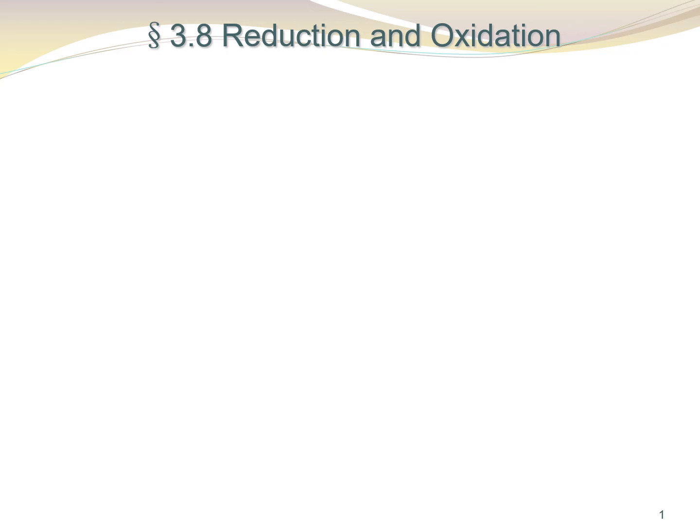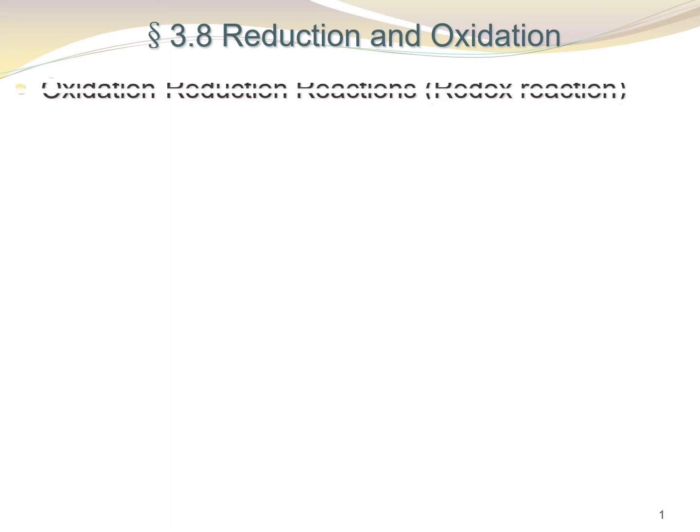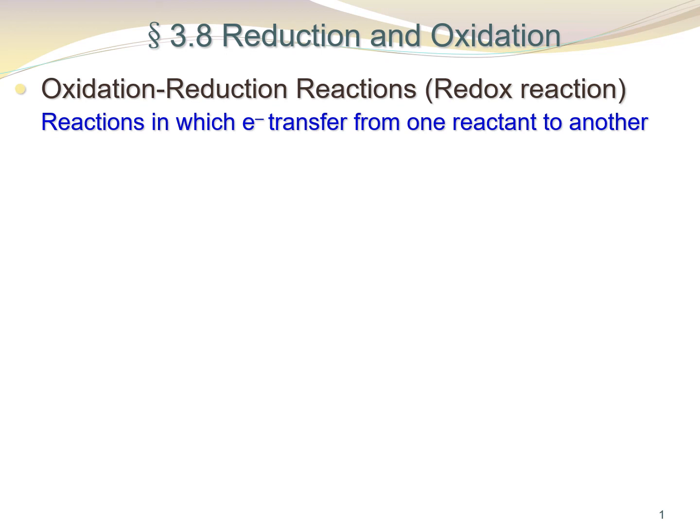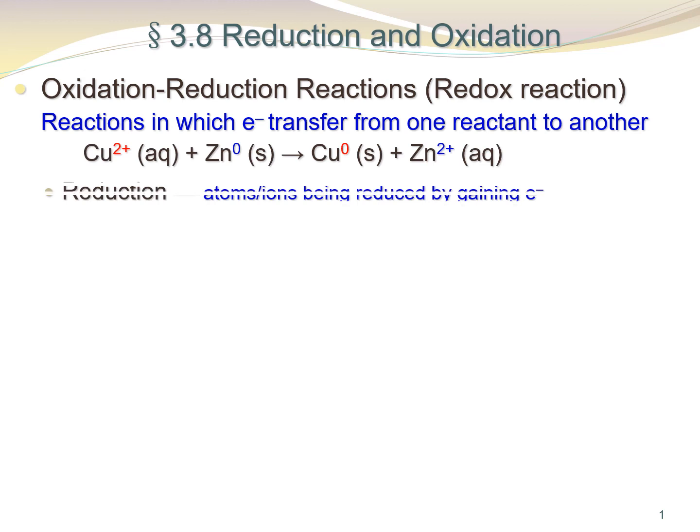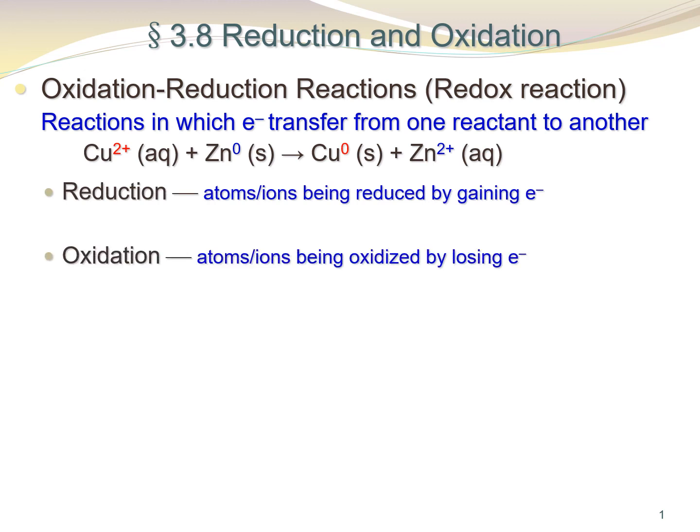We are going to talk about electrochemistry, chapter 19. Before we do it, we need to talk about something that we have learned from Chem 1 class in chapter 3. That is what we call the redox reaction, short for oxidation reduction reaction. This is a type of reaction in which electrons transfer from one reactant to another. Here we're going to use the copper-zinc reaction to illustrate this process.